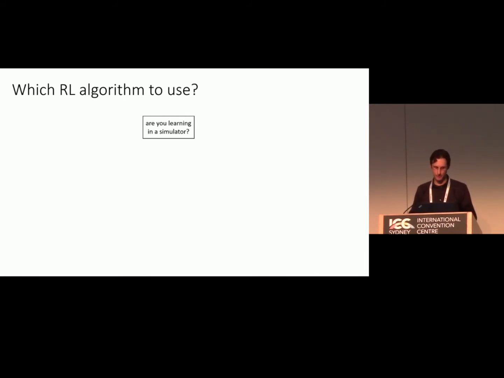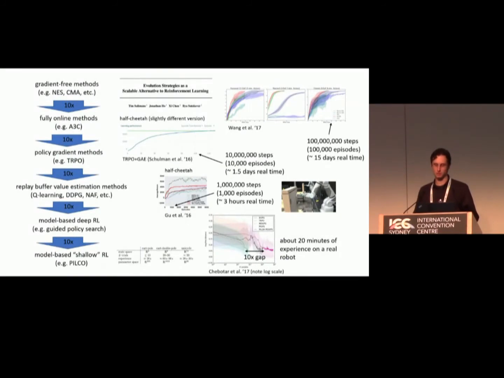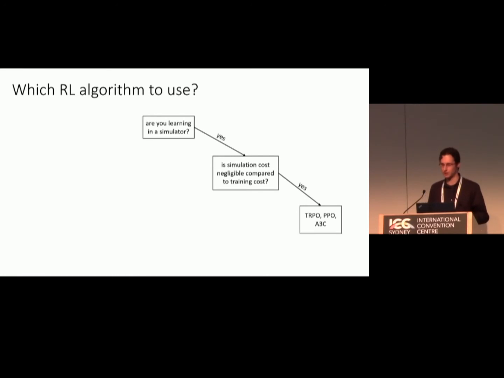If you're learning in a simulator, the second question you can ask is, is the simulation cost negligible compared to training cost? Meaning, does it take more computation to do one backpropagation step through your network than it does to simulate one time step in your simulator? So if your simulator is very cheap, then you'd like to use an algorithm that is not efficient. So these algorithms at the top right here might actually be preferable in this case because simulation is cheap. You don't care how many samples you need. So in that case, good choices are policy gradient methods, including online methods like A3C or batch mode methods like TRPO, because they're going to require less computation time, even if they take more samples. And this is a video that was generated with TRPO.